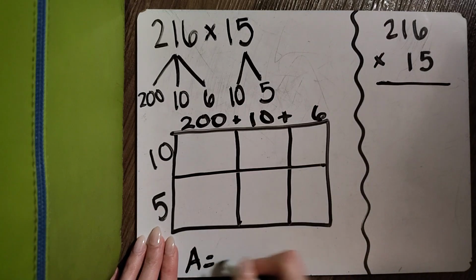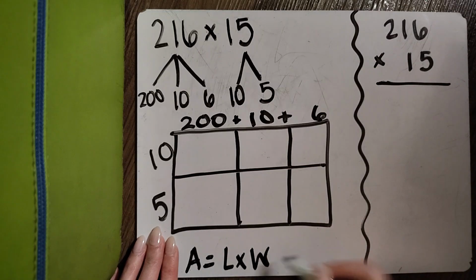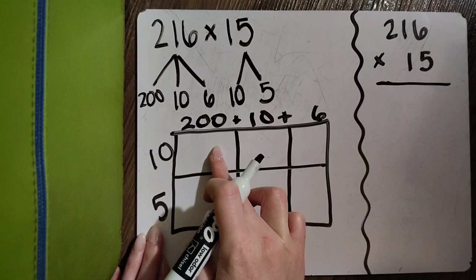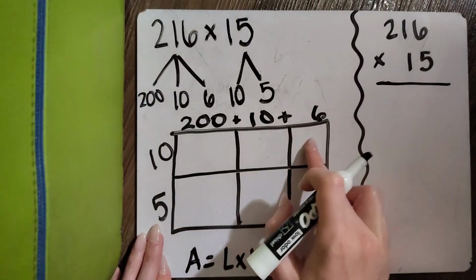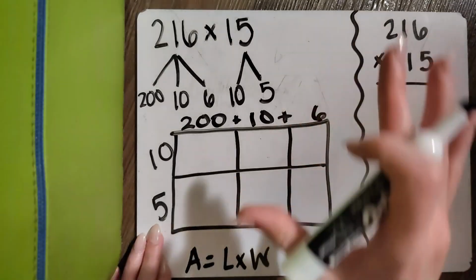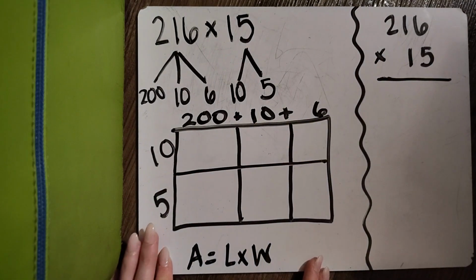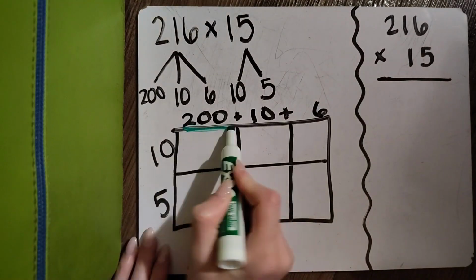Area is length times width. And that's exactly what we're going to find. We're going to find the area of this box, the area of this box, this one, this one, this one, this one, and then add them all up to find the total area. So let's get started. Our first length is 200.